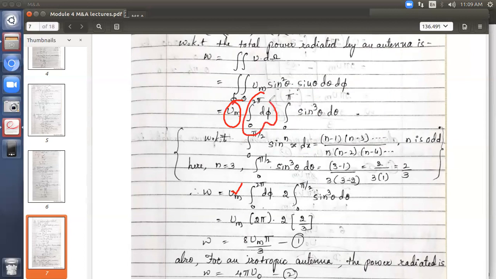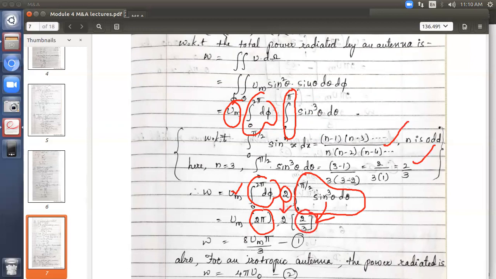Then integration of d phi is what? You will get 2 pi. Then 0 to pi limit is there. I will make it 2 times 0 to pi by 2, and this integration using this formula you will get 2 by 3. Substitute 2 by 3 and this 2 is as it is. So it will be 2 into 2 into 2, 8 pi by 3, equation 1.